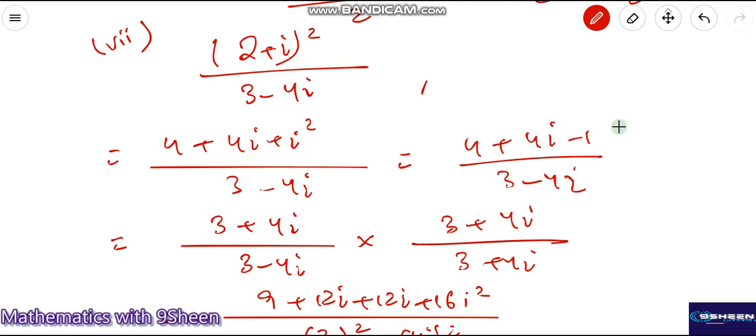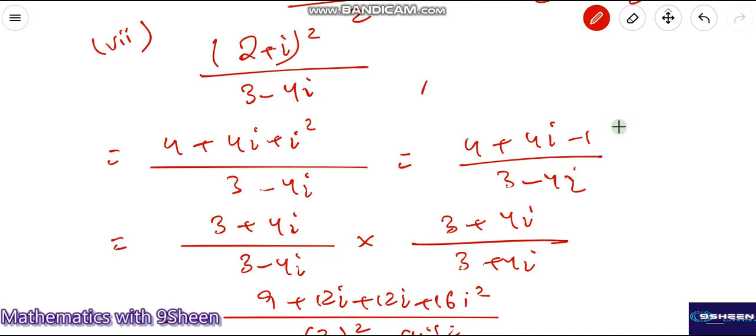Now question number 7 is started. 2 plus iota whole square, 3 minus 4 iota. First of all, take the square of 2 plus iota using the a plus b whole square formula: a square plus 2ab plus b square, and 3 minus 4 iota as it is. 4 plus 4 iota as it is.